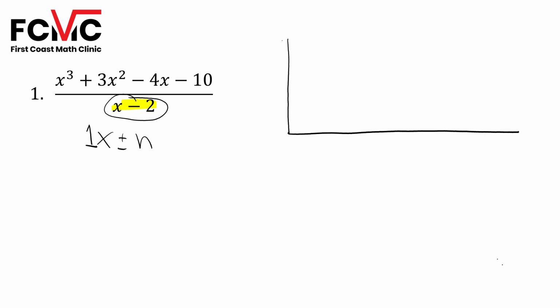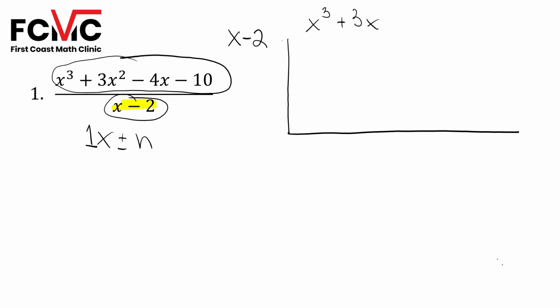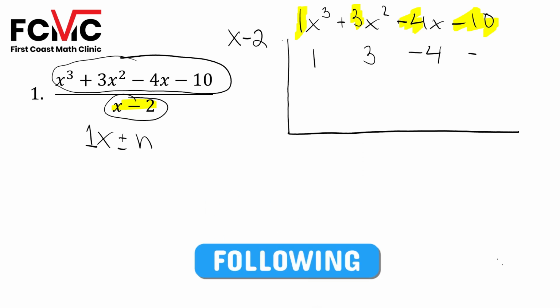We'll draw our table. We know outside our table, we're going to use the x minus 2, and then inside the table is going to be our dividend, this polynomial that we're dividing into, x to the third plus 3x squared minus 4x minus 10. And we just want the coefficients from this polynomial. We want the 1, positive 3, minus 4, and minus 10. So I'm going to write those down. 1, 3, minus 4, and minus 10.